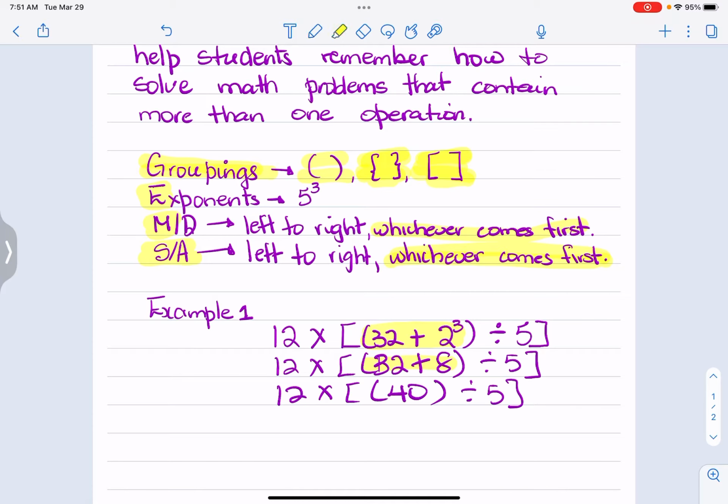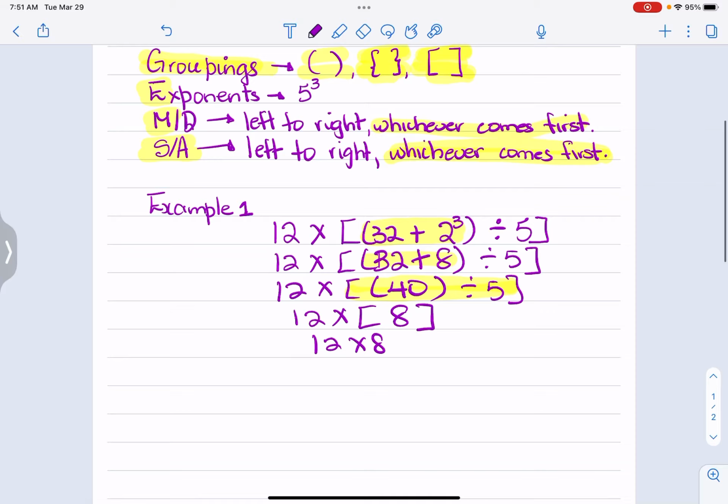Now again, focus on my groupings, right? Now I have 40 divide 5. So that is what I'm going to solve next. So it'd be 12 multiply 40, divide by 5. Sorry, why did I say times? 40 divided by 5 is 8. Now I can remove my brackets. So 12 times 8, and 12 times 8 is 96. So that is the solution for the first one.